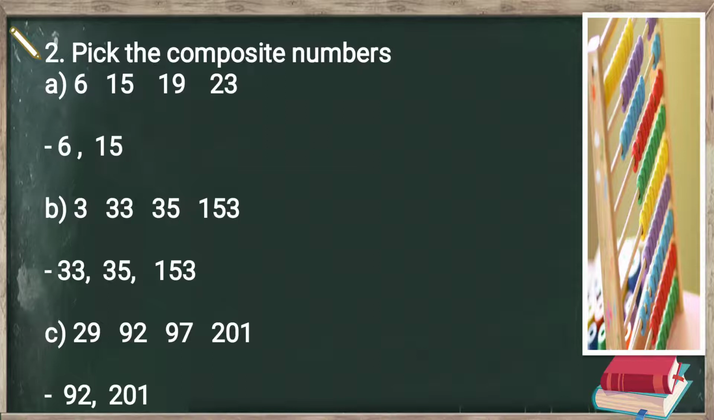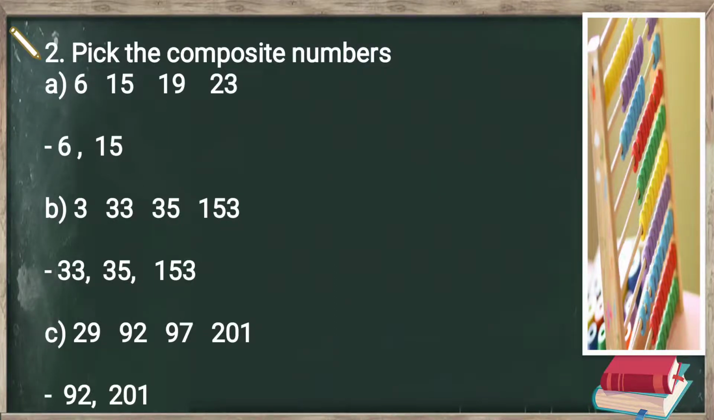6 and 15 are the composite numbers because 6 is also divisible by 3 and 2, and 15 is also divisible by 3 and 5. So these are the composite numbers. Now B part: 3, 33, 35, 153. Here the composite numbers are 33, 35 and 153.